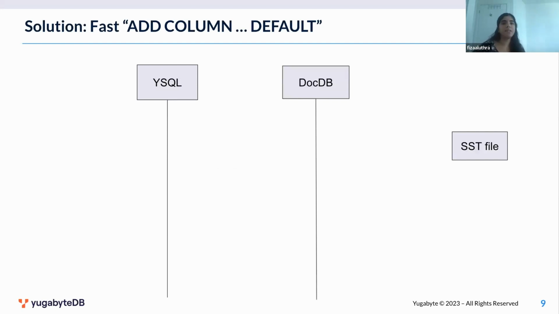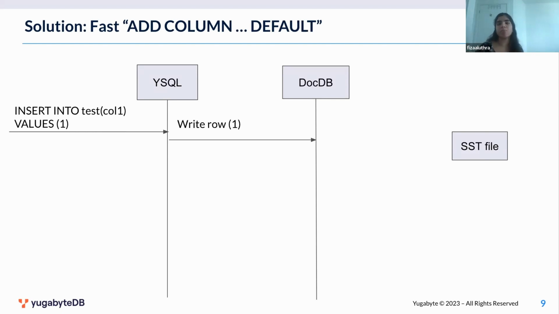So just digging into the flow a bit deeper, let's say I insert a row into a table test with a single non-key column. Our YSQL layer, which is our language layer and is based on Postgres, sends a request to DocDB, which is our distributed storage engine, to write the row. And then we write the corresponding key-value pairs to disk.